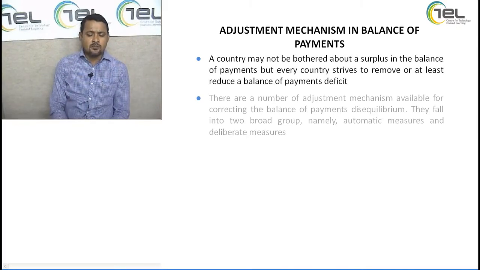But somehow, even if balance of payment disequilibrium is arising every day, we can have an adjustment mechanism to slightly correct the balance of payment. A country should not always be bothered about the BOP disequilibrium. We should strive to remove or reduce it by increasing our exports. How? For example, out of our agricultural GDP, we consume 80%.